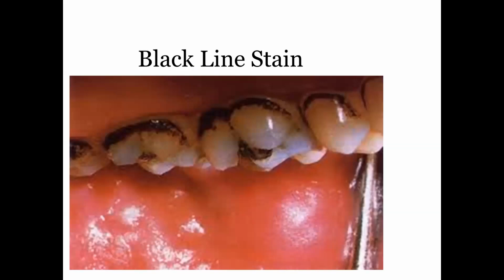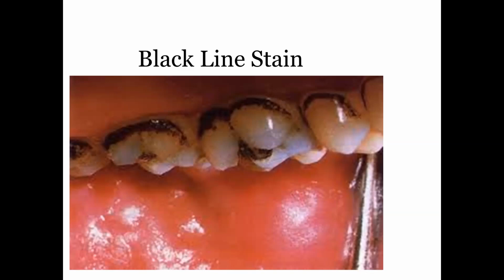It's on the facial and lingual surfaces and follows the contour of the margin of the proximal surface. It's rarely on the facial surface of the maxillary anterior teeth though. Most frequently it's on the lingual and proximal surfaces of the maxillary posterior teeth.